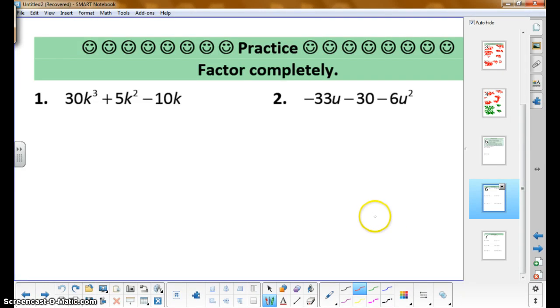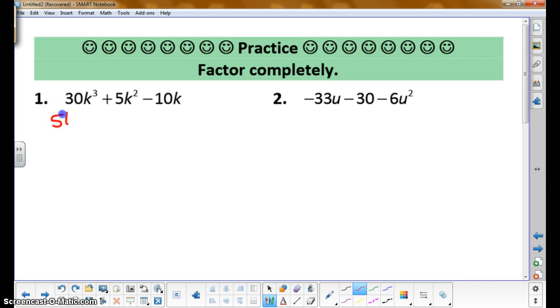Okay, so we are on what is my page 6, and I know is the last page on your notes. We're on practice problem number 1. As you remember, our procedure is that the first thing we're going to do is factor out a GCF. Well, first we're going to check and see if this is in descending order. And indeed, 3, 2, 1. It is in descending order, so we're going to factor out a GCF. I see a GCF of 5k. That's going to leave 6k squared plus 1k minus 2.